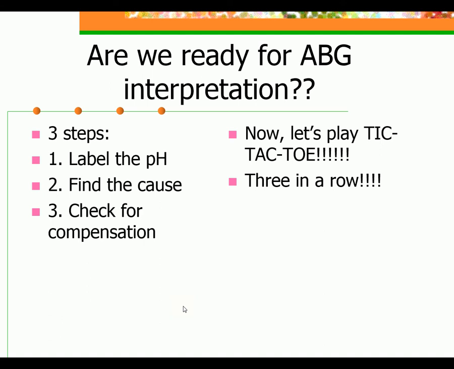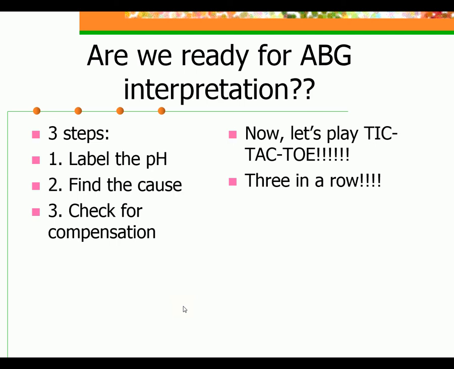So are we finally ready for ABG interpretations? Sure we are. What did I say the first step always was? Label the pH. Label the pH. Anything less than 7.35 is acidosis. Anything greater than 7.45 is alkalosis.